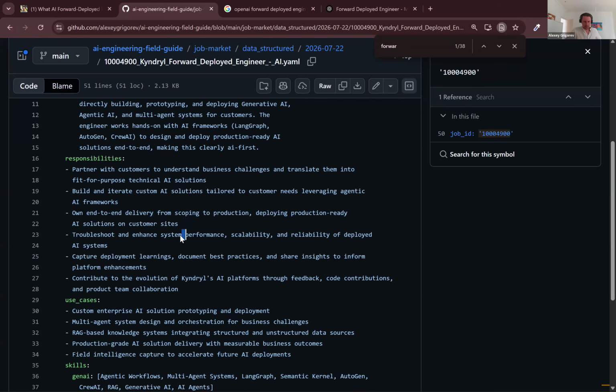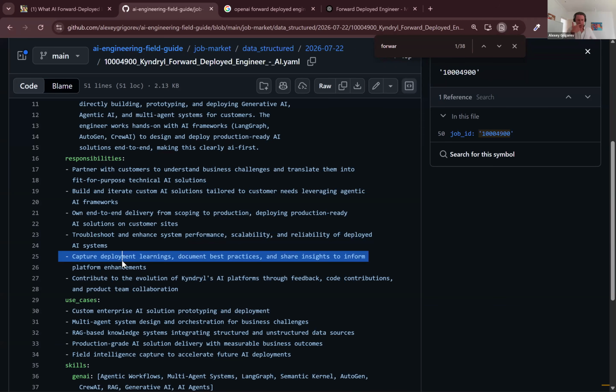Troubleshoot and enhance system performance. So this is basically like the deployment happened, but it's not over yet. You're still staying with the customer. You're still helping them figure out what the problems are and how to solve these problems, even after the deployment happened, right? So it's already running in production, but there are some issues and you are there to help solve these issues.